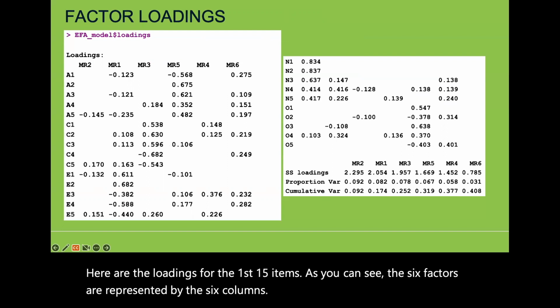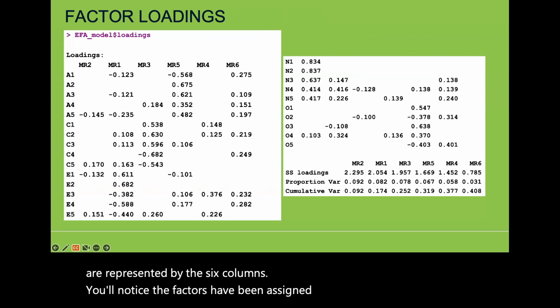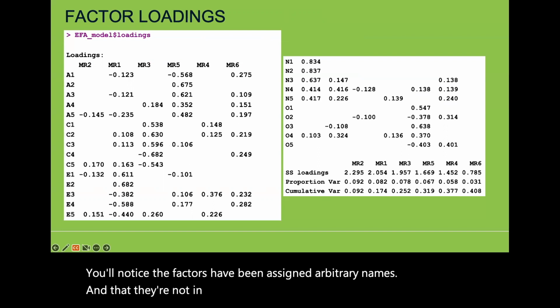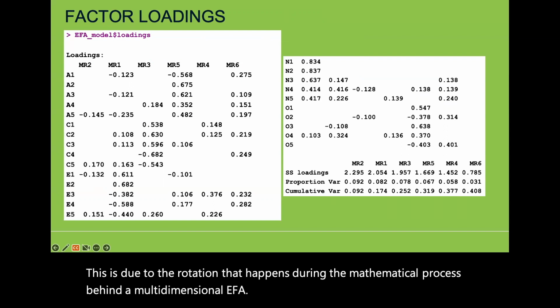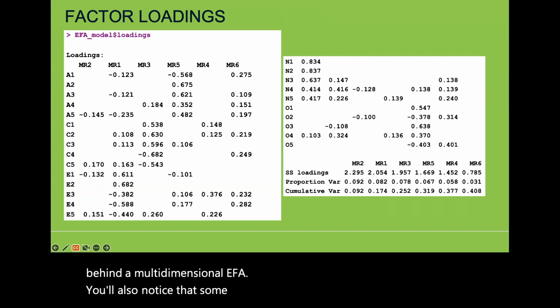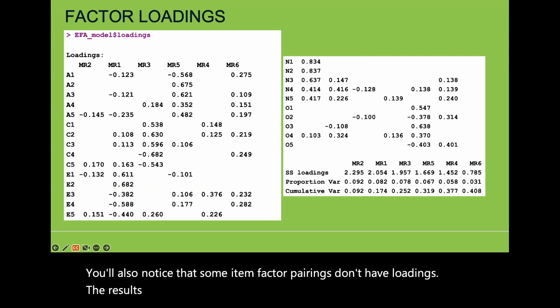You'll notice the factors have been assigned arbitrary names and that they're not in the order you'd expect. This is due to the rotation that happens during the mathematical process behind a multi-dimensional EFA. You'll also notice that some item factor pairings don't have loadings. The results automatically exclude negligible factor loadings for ease of interpretation.